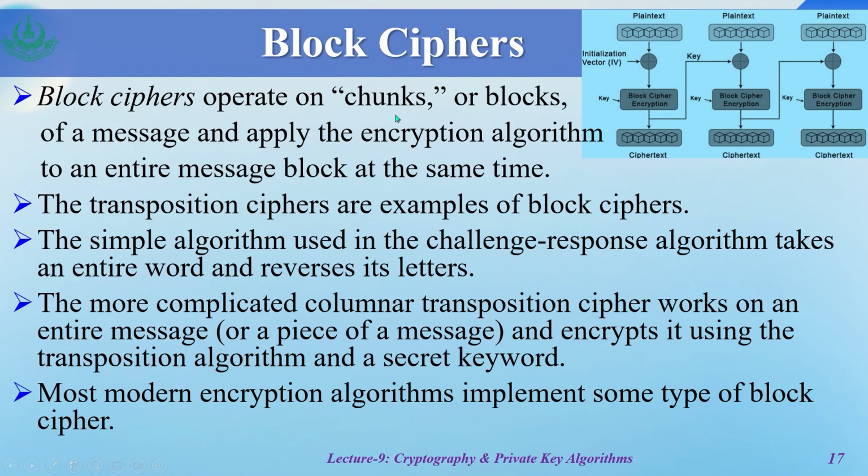Block ciphers operate on chunks or blocks of the message, applying the encryption algorithm to the entire message block at the same time, as shown in this picture. Transposition cipher is an example of a block cipher. The simple algorithm used in the challenge response algorithm takes the entire word and reverses its letters. A more complicated columnar transposition cipher works on an entire message or a piece of a message, and encrypts it using the transposition algorithm and a secret key. Most modern encryption algorithms implement some type of block cipher.